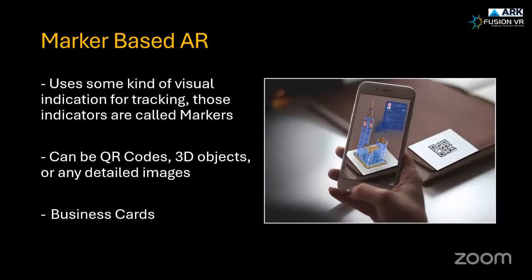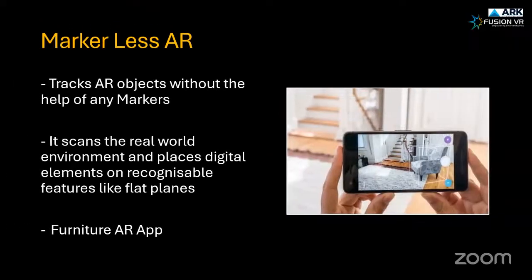These are the visual examples which I have for marker based and markerless. The best example for markerless is Amazon and Flipkart, in which we have the view in your room option to place appliances or furniture which we are going to buy.